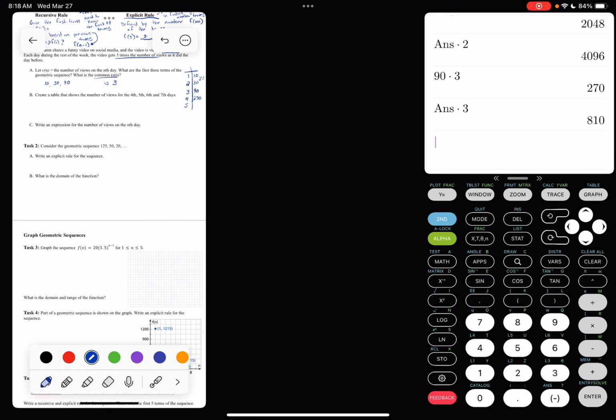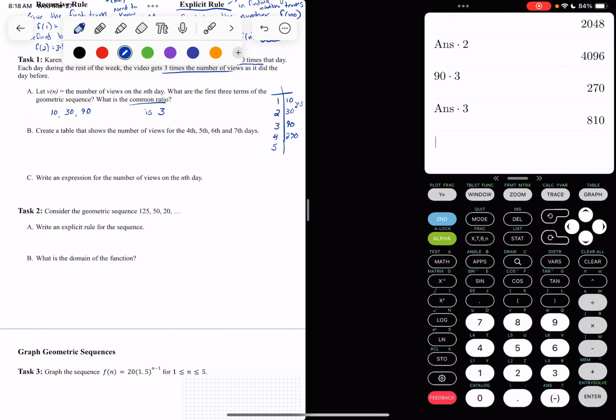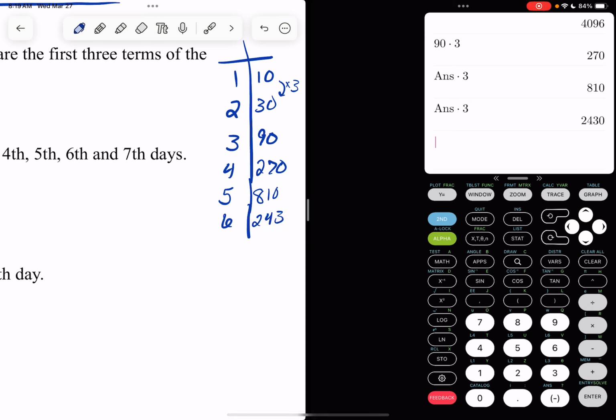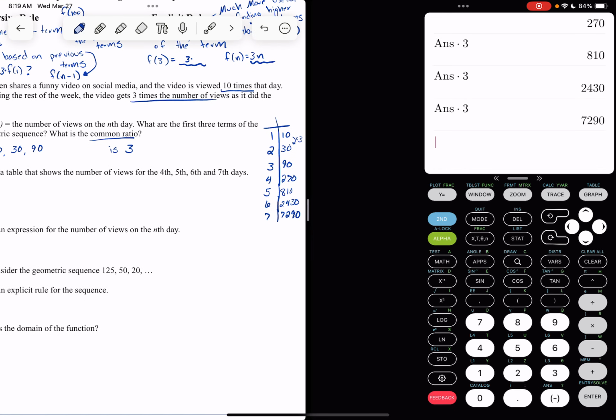I don't want it like that. So let's go split view, left split. Okay. So 270, then we have 810. And then the 6th, we'll multiply by 3 again, 2,430. Wow, that video is blowing up. And then we need the 7th times 3 again, 7,290 views. Okay, so create a table that shows the number of views for the 4th, 5th, 6th, 7th days.